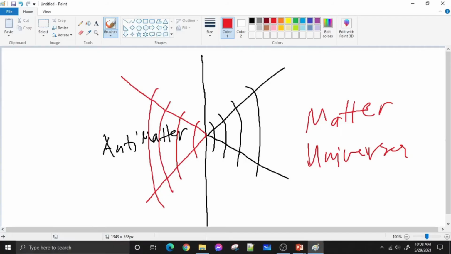So if the Big Bang is created in matter on the positive side, so we're going forward in time, so positive forward in time. The antimatter is going backwards, negative, backwards in time.